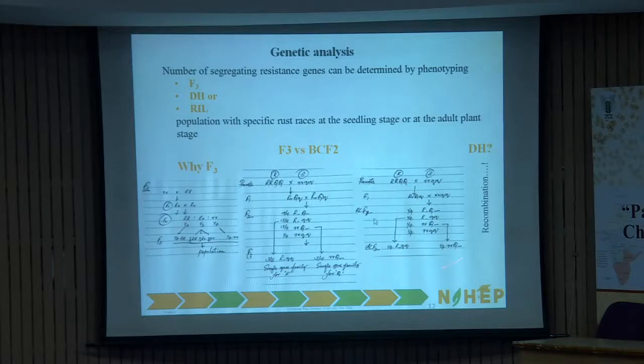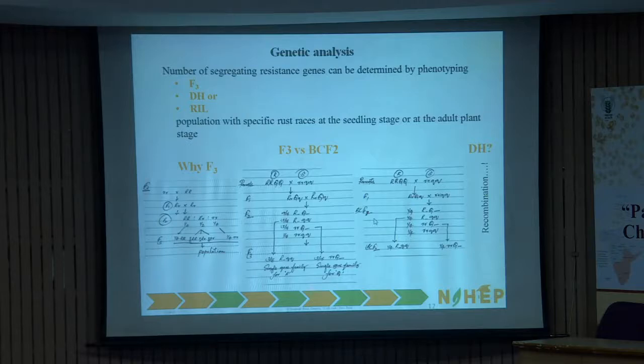So the number of lines which you need to extract the single gene lines is less in BC1, F2. And in most cases, this is the donor parent and the recipient susceptible plant. When you go for BC1, F2, you will be having 75% blood of the recipient, the susceptible plant. So you are analyzing those two genes in the background of the susceptible parent. That will give you a different kind of information.